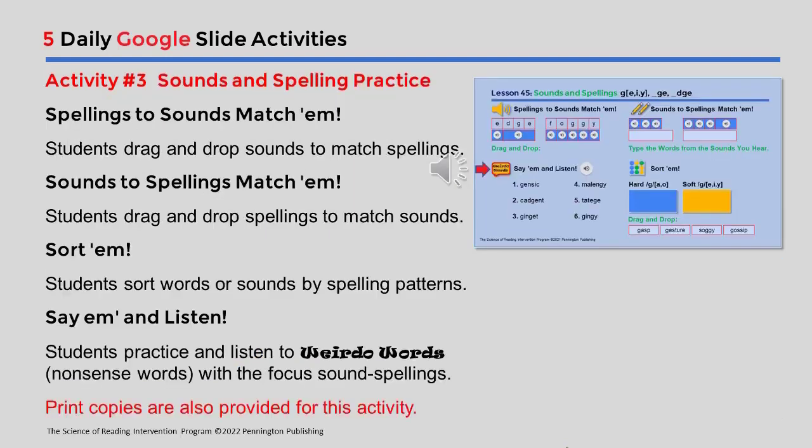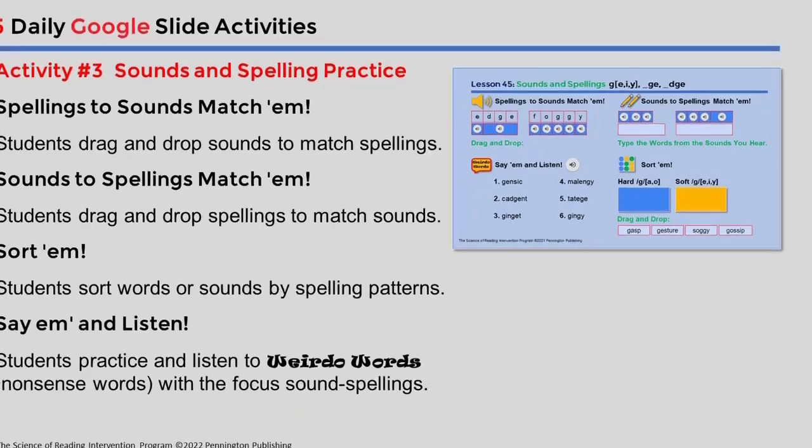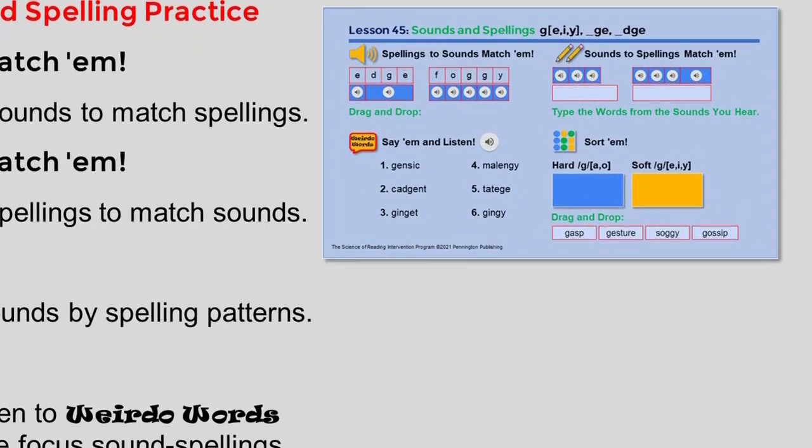After completing the 10-minute blending, segmenting, and spelling activity, students need independent practice. In Activity 3, students access their own Google Slide or a print copy. Students drag and drop sounds to match spellings, and then drag and drop spellings to match sounds. If using print copies, the teacher clicks on each sound, and students draw arrows to match.